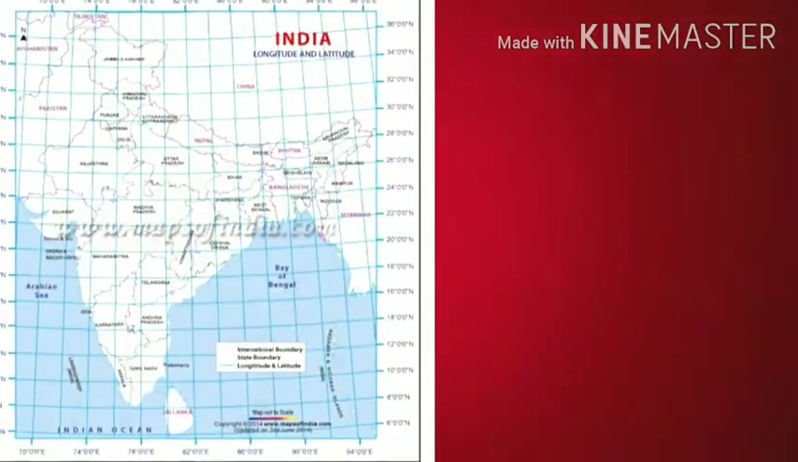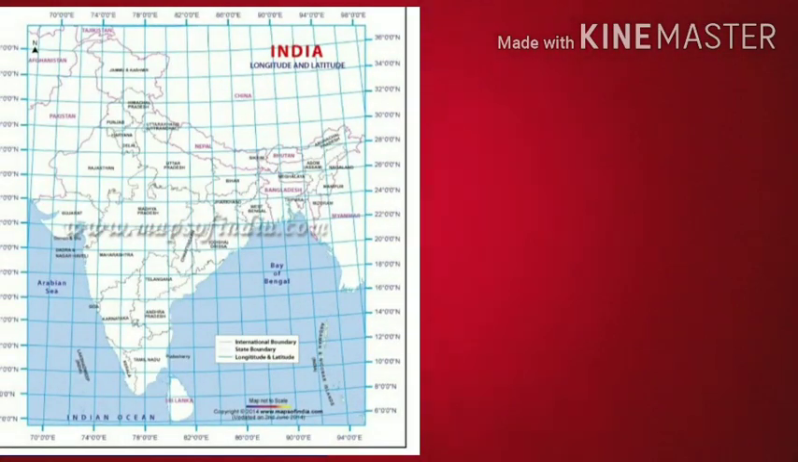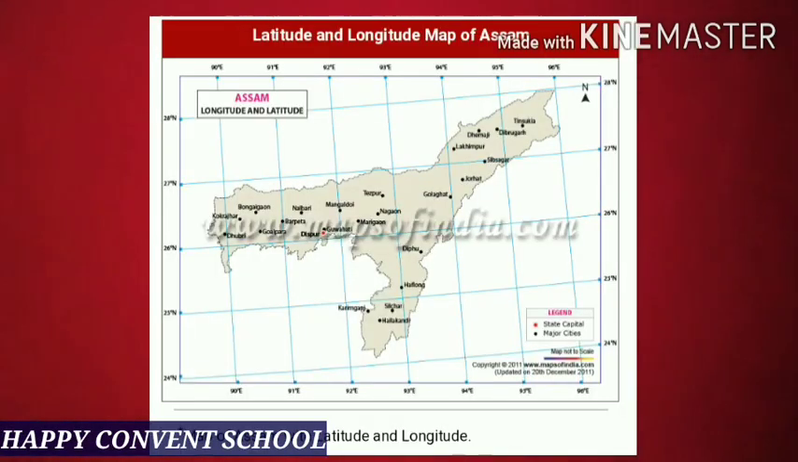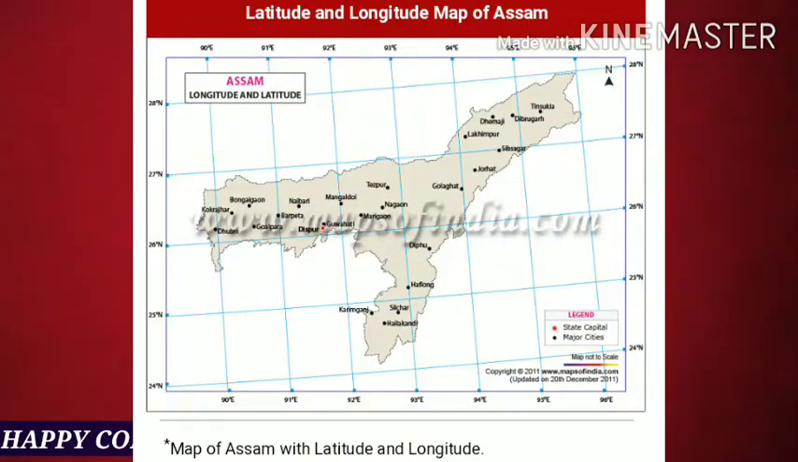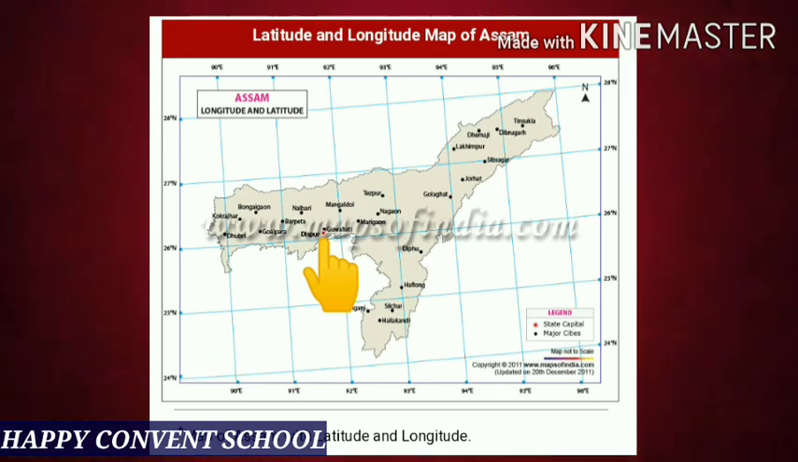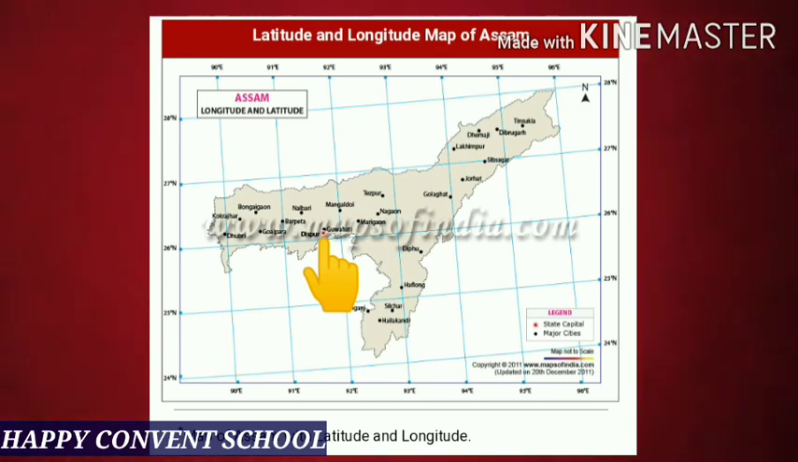Clear? Okay, so for better understanding, let us see this diagram. So here you can see the latitudes and longitudes of a country, India. Okay, and below you can see some of the major Indian cities' locations, right? Okay, now let us all together find out the location of Guwahati. So in this map you can see the red dot which indicates the location, right? But we don't know the exact latitude and longitude of this location.